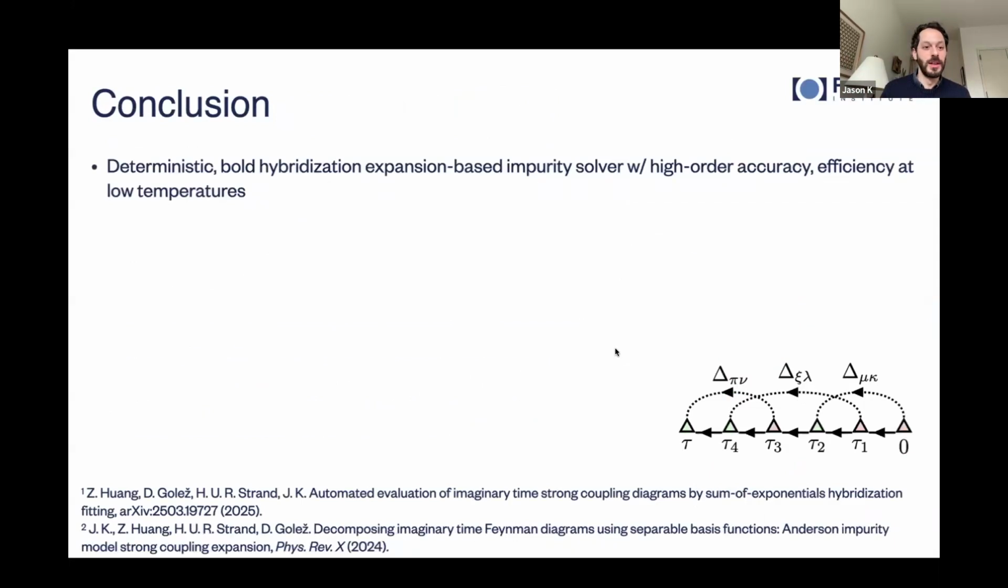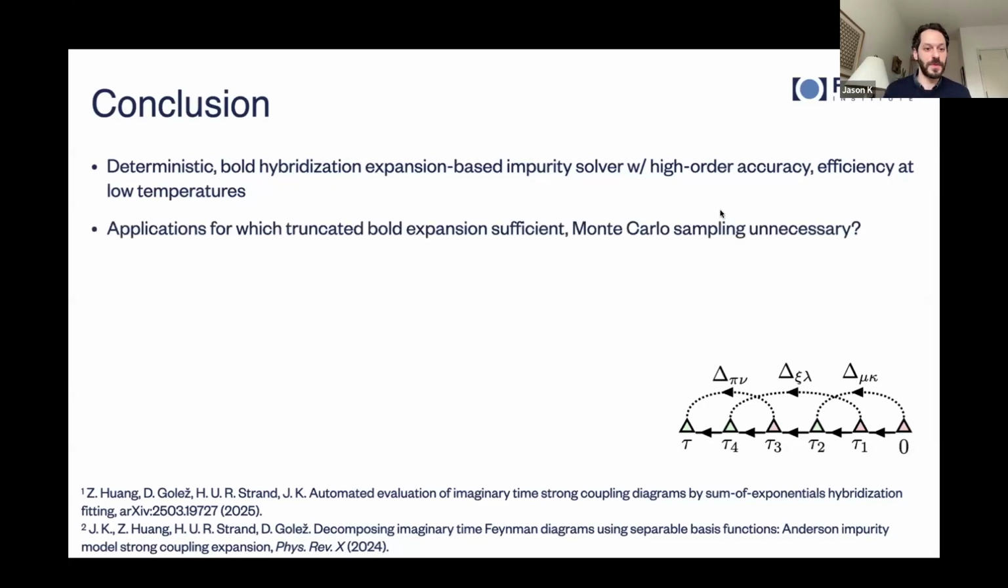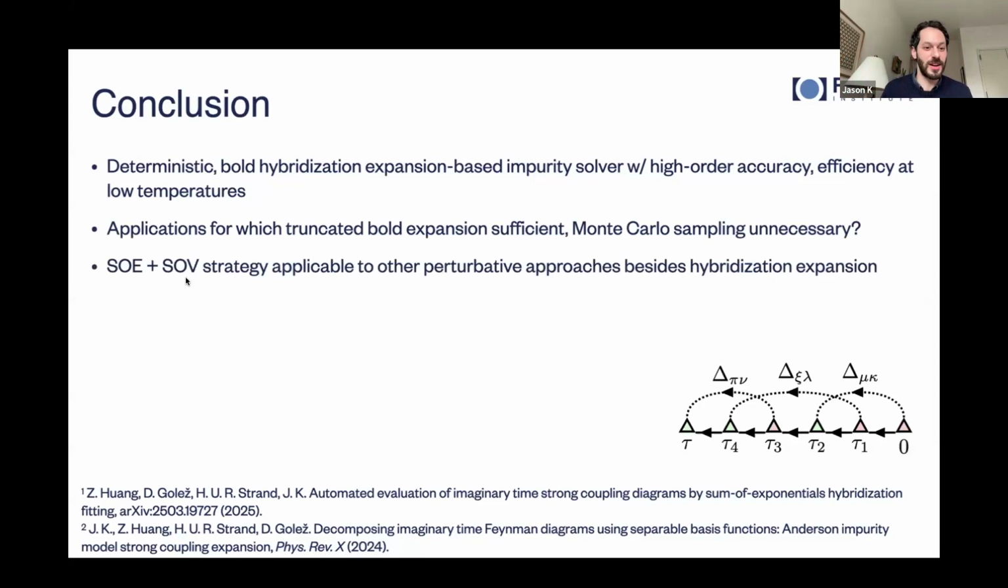Okay, so just to wrap up, in addition to discussing this technology for compact sum of exponentials expansions, I've presented this deterministic bold hybridization expansion-based impurity solver. I think now that we have this, we can explore the question of how many applications there are for which just taking this truncated bold expansion at some manageable order is sufficient, and we don't need to go to Monte Carlo. It's obviously going to be problem dependent. I've shown a couple examples here.